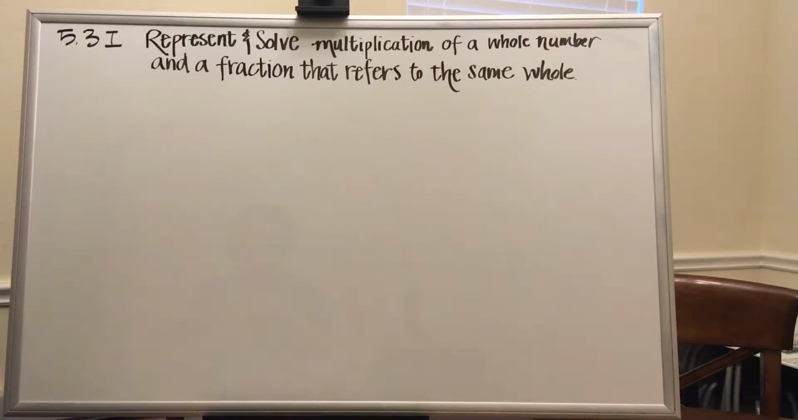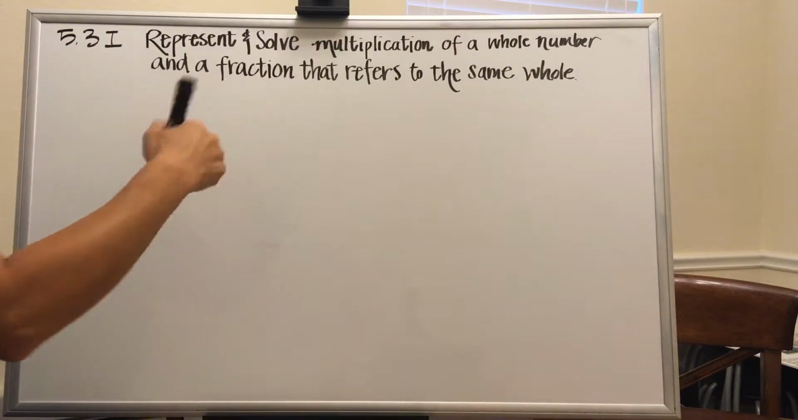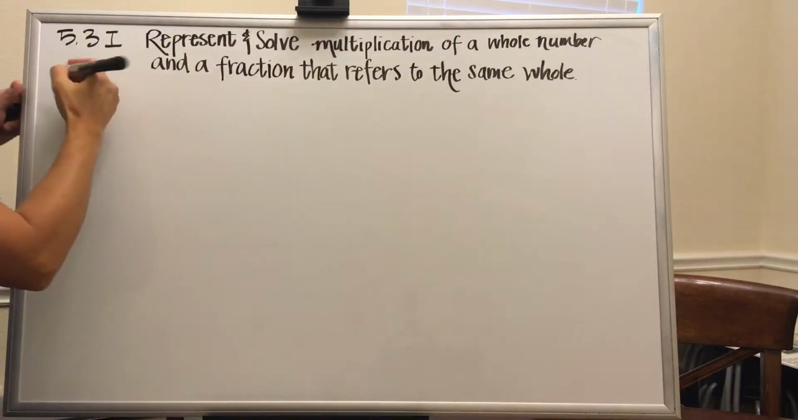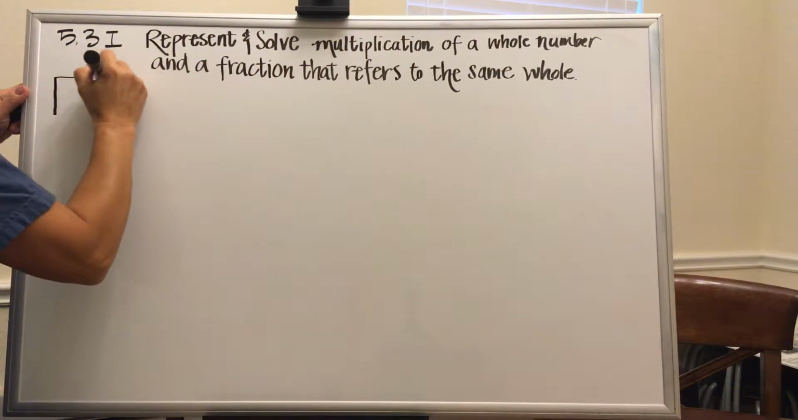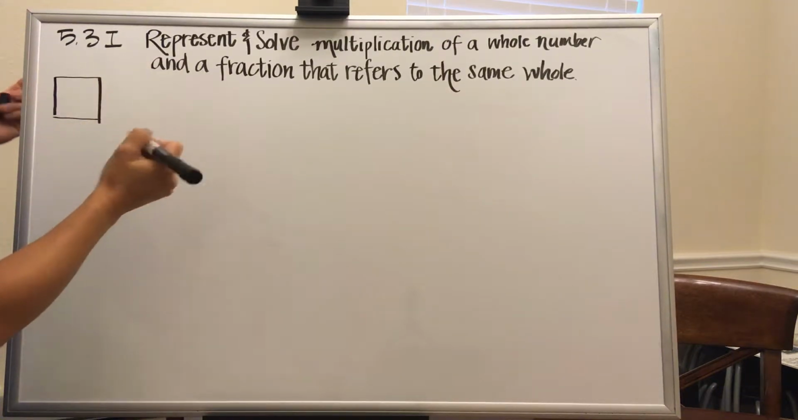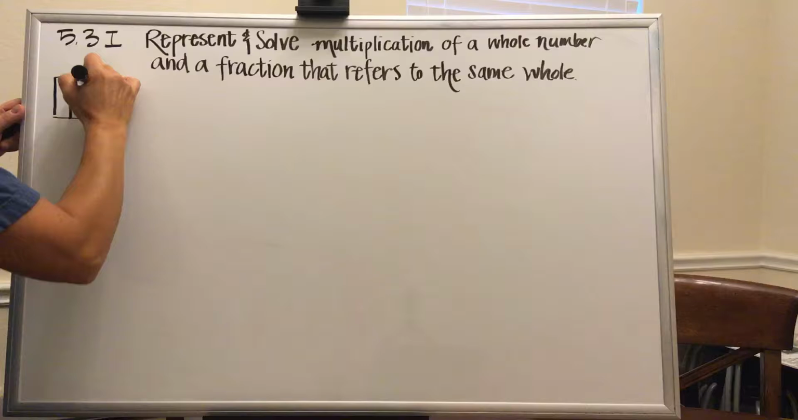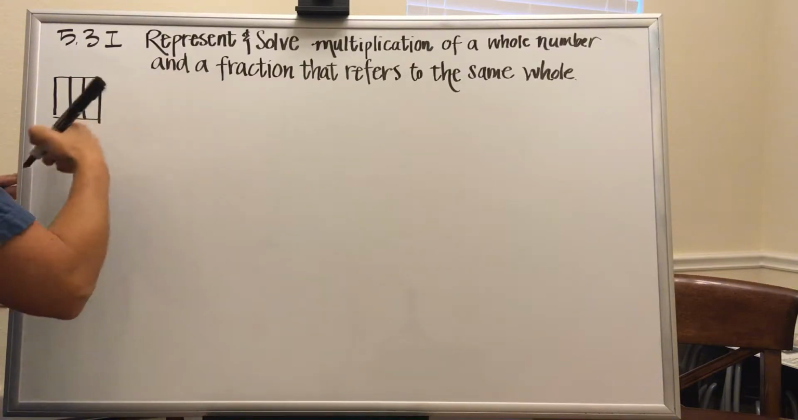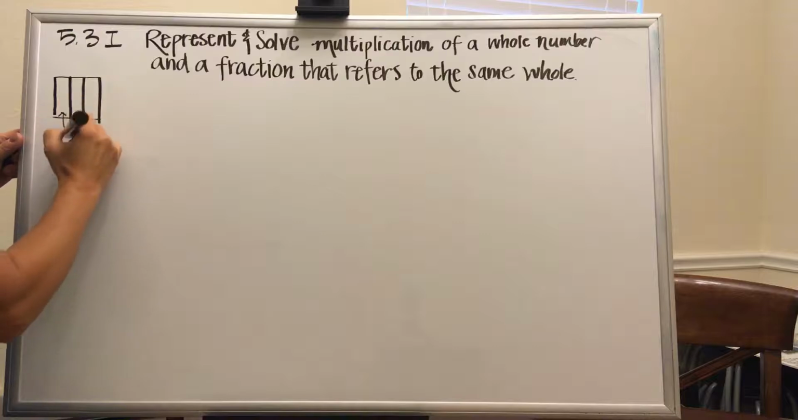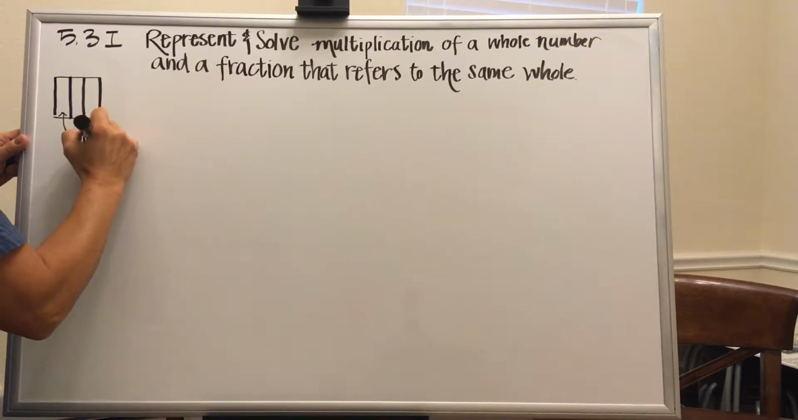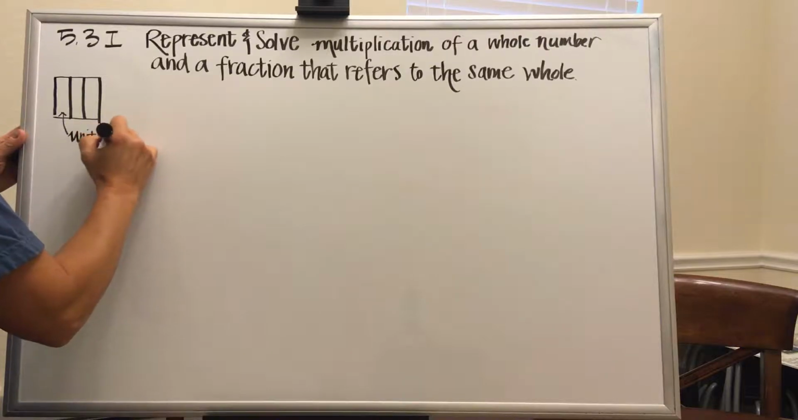This lesson we're going to represent and solve multiplication of a whole number and a fraction that refers to the same whole. So it's the TEAC 5.3i. And when we're talking about multiplying fractions that refers to the same whole, basically we have a whole number. Say for example, this is my whole thing. My whole number 1, and it's divided into 3 equal parts. So we're talking about 3 parts here. Each of these is referred to as unit fraction. So in this diagram, I have a unit fraction of 1/3.